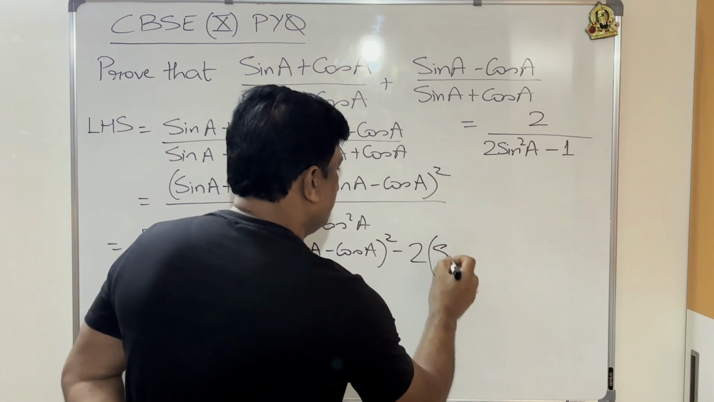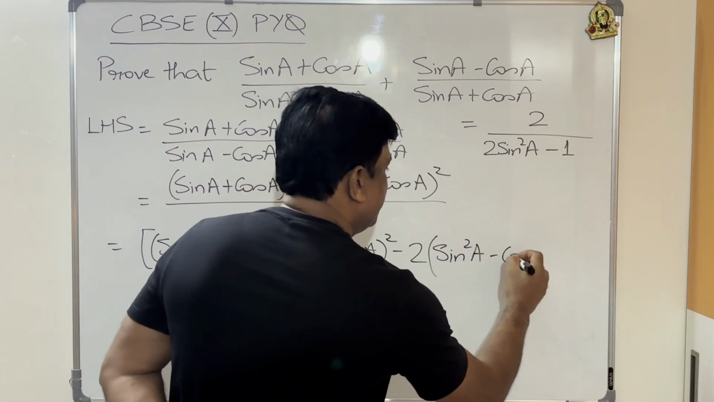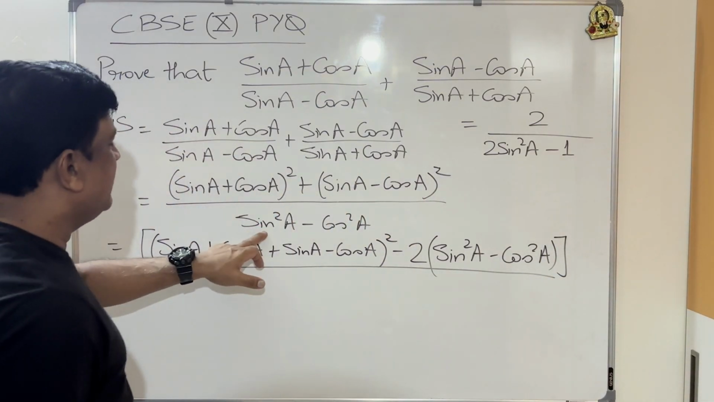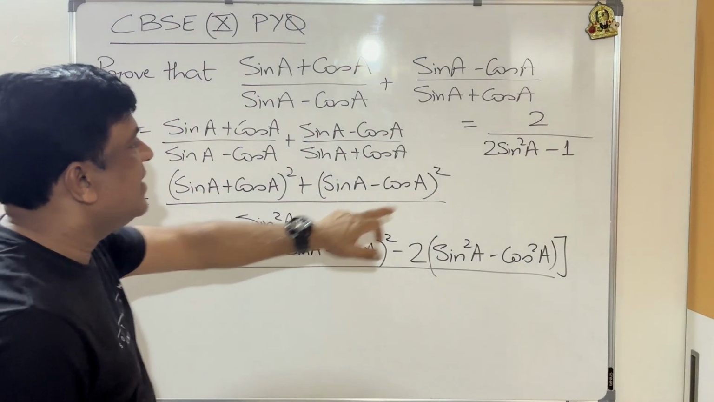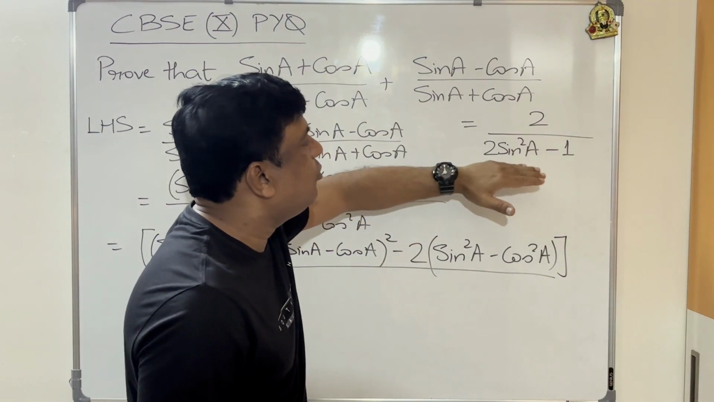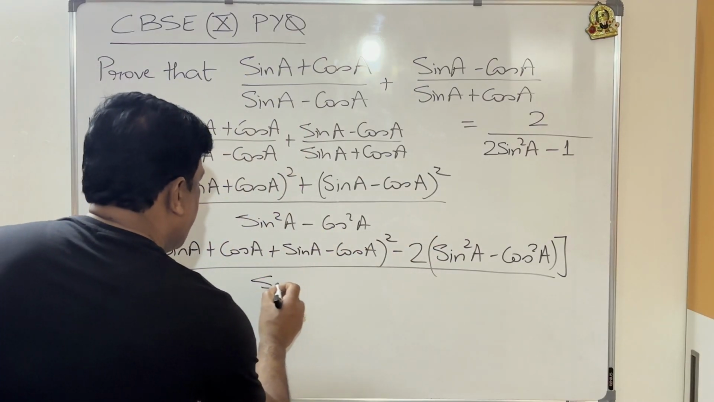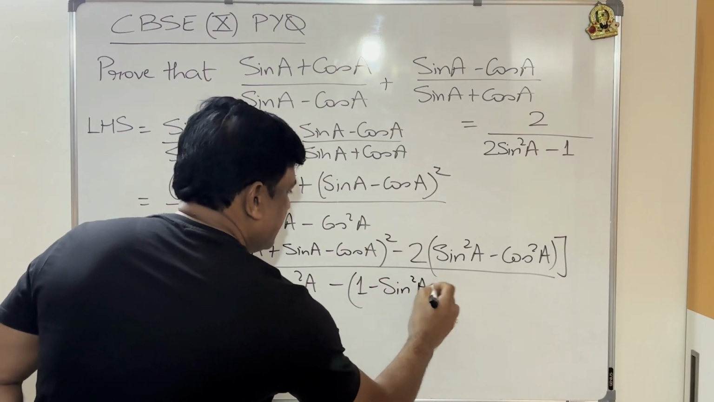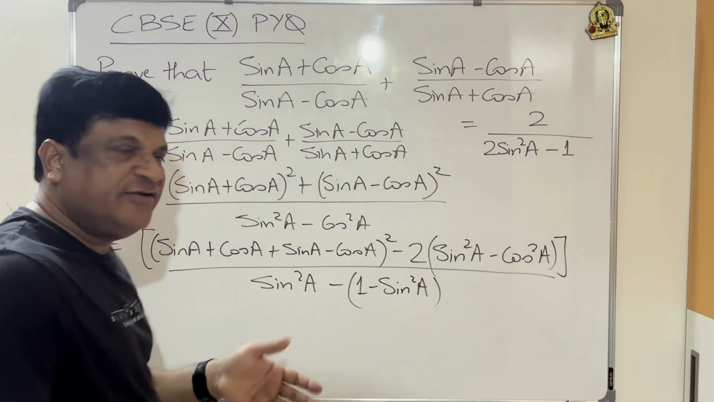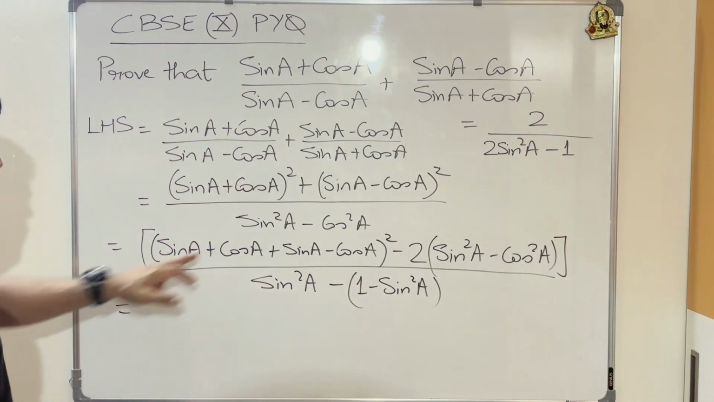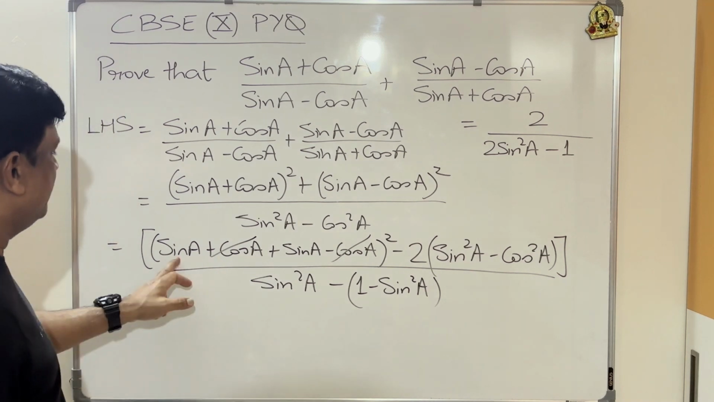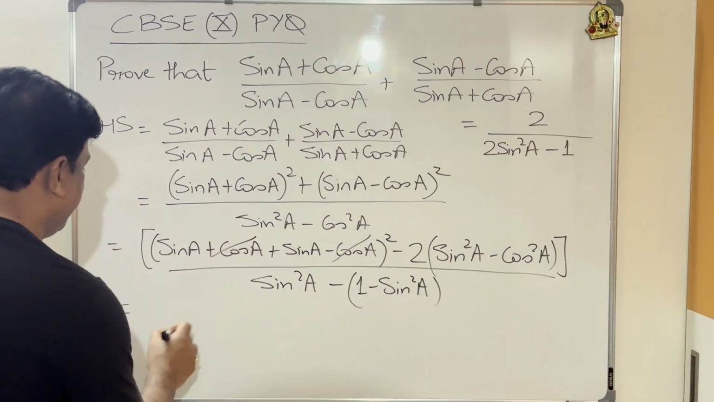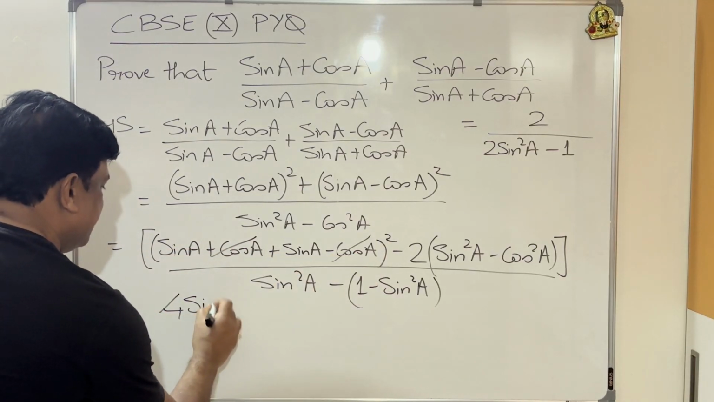This into this will give you sine square a minus cos square a. Look at it, right? Divided by, now you have sine square a minus cos square a. But you need the denominator only in sine. So what I'm going to do is replace the cos square a with 1 minus sine square a. I can do that because cos square a plus sine square a is equal to 1. So I'm reaching there. Here cos a gets cancelled, so you're left with sine a. 2 sine a whole square is 4 sine square a.